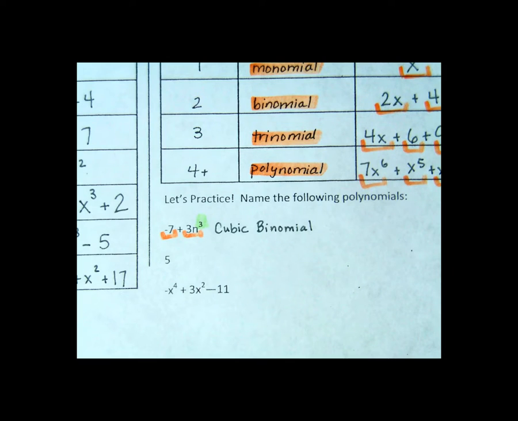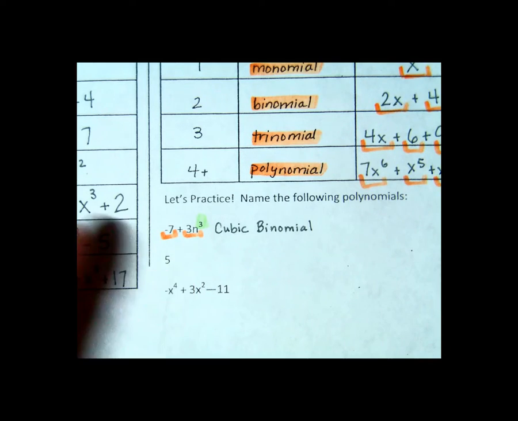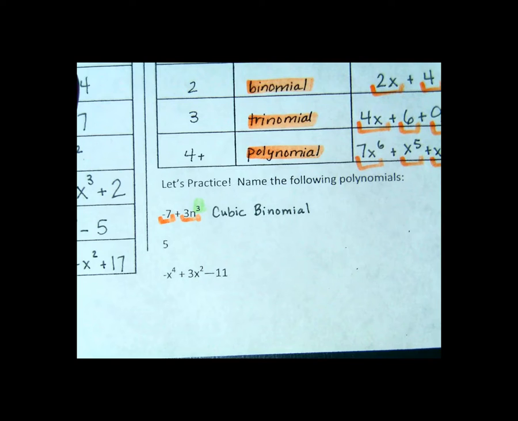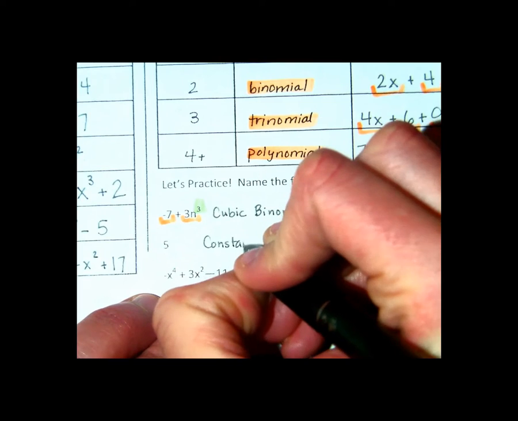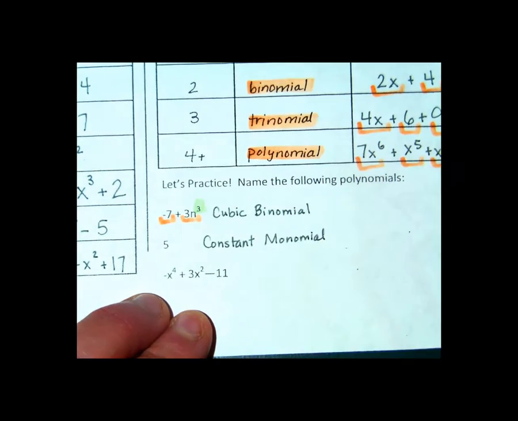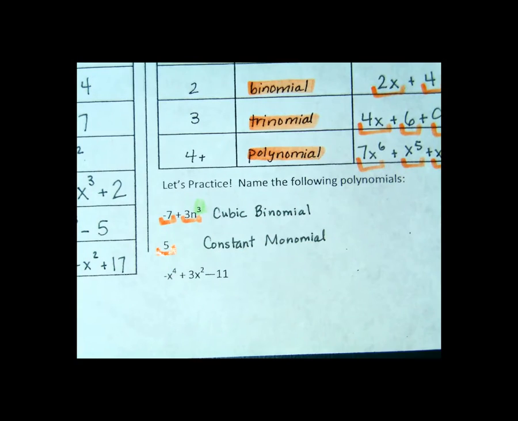The next one. What's its highest exponent? Does this have an exponent? No. The only options for no exponent are constant or linear. Now, linear has a variable. Does this have a variable? So then what is this? Why is it a monomial? Because it only has one term. Try the last one there.